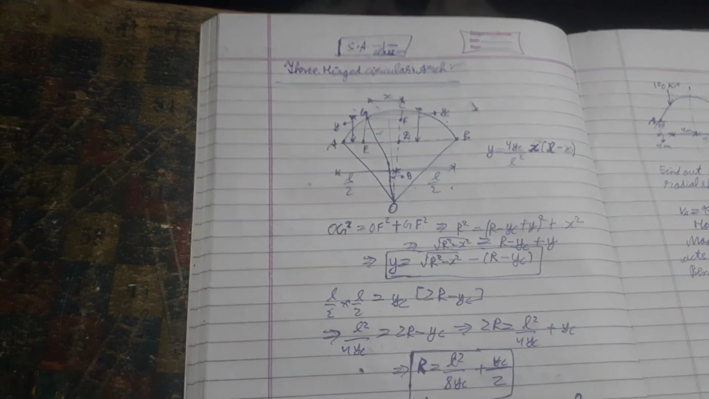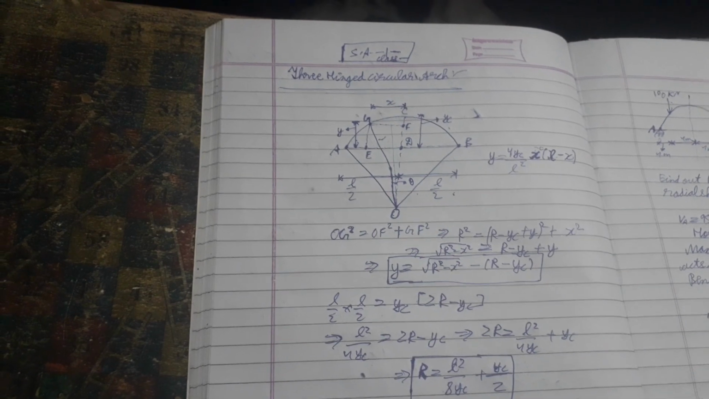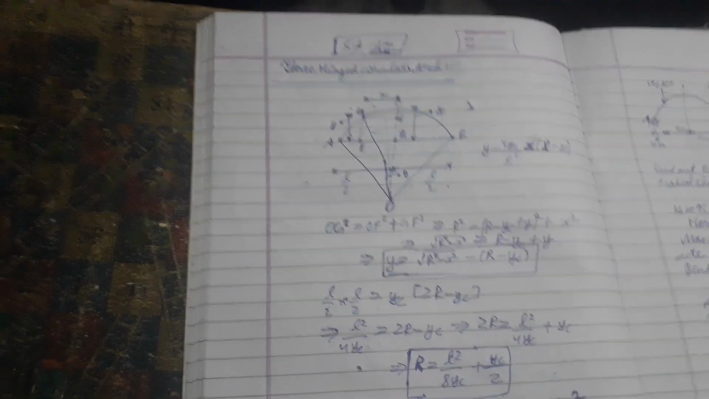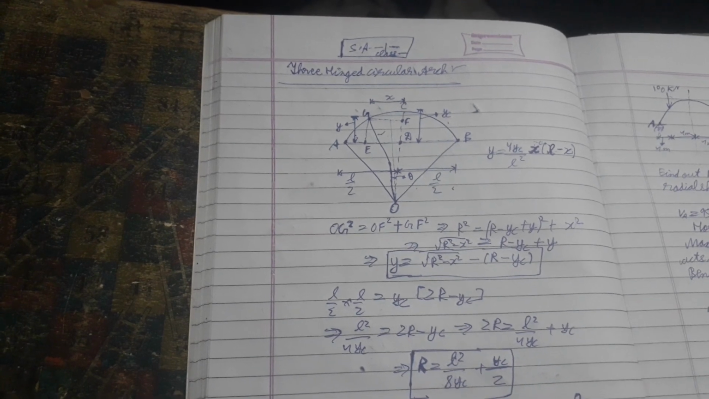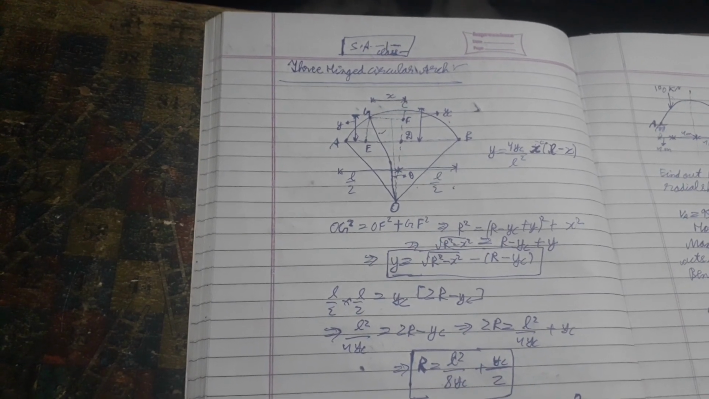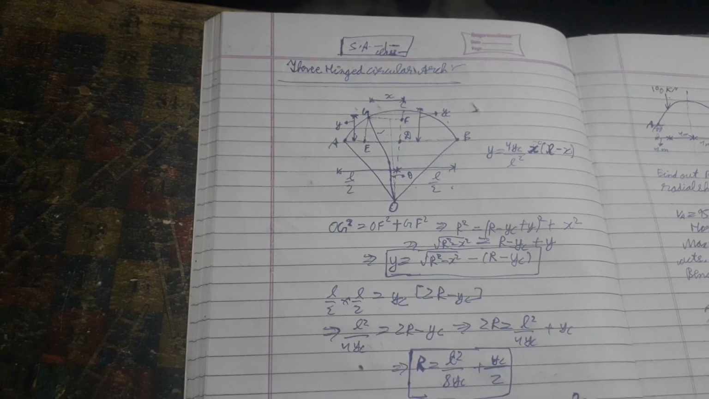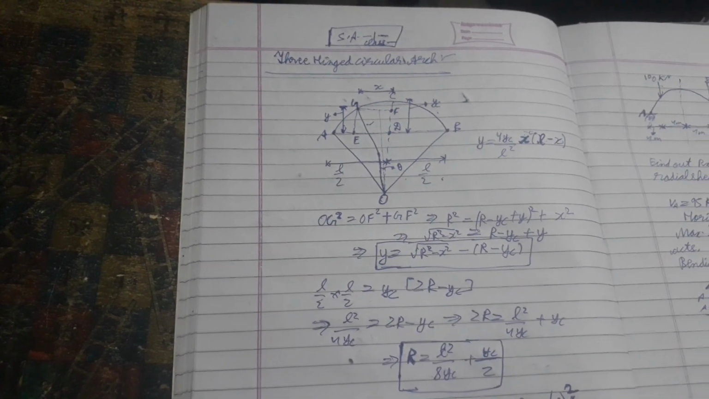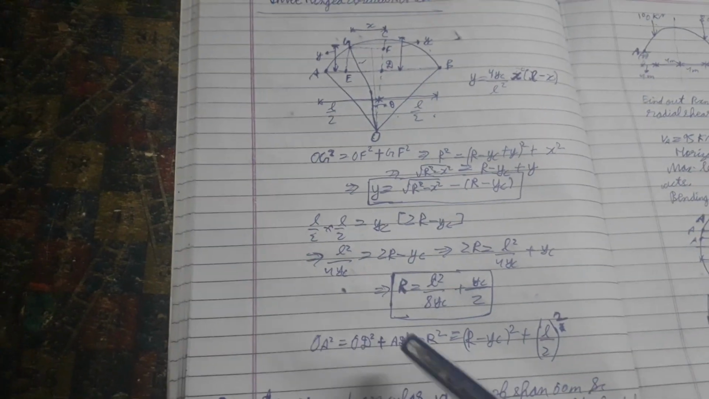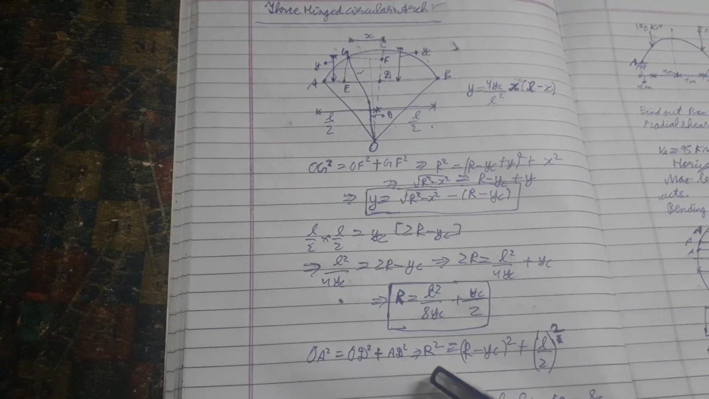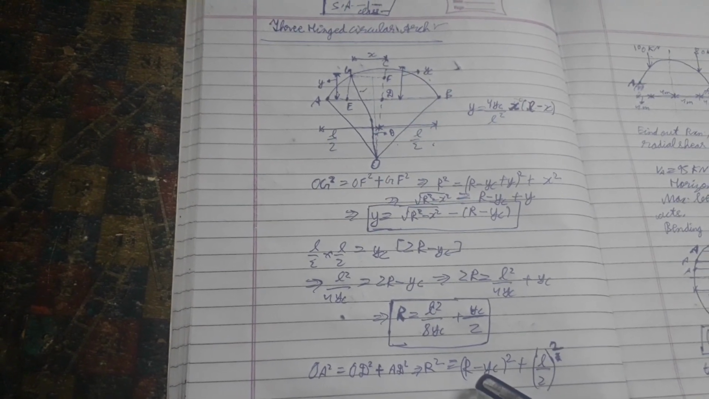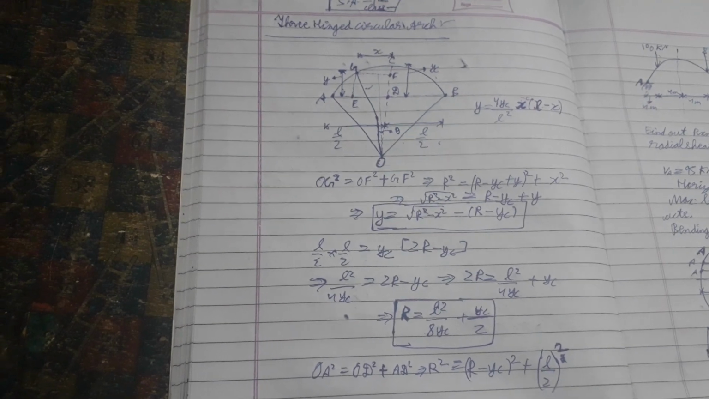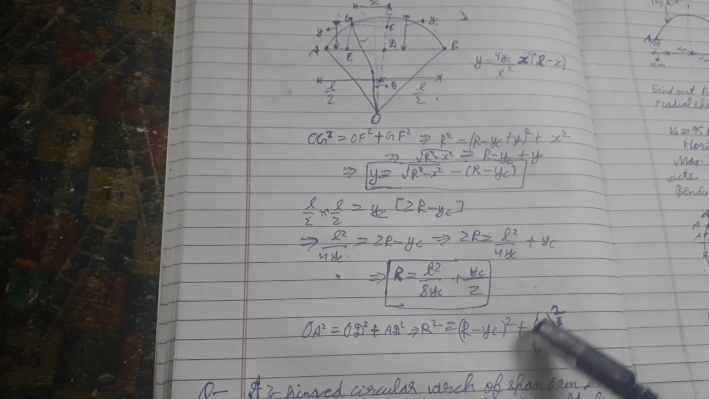OA square is equal to OD square plus AD square, which implies R square is equal to R minus yc whole square plus L by 2 whole square.